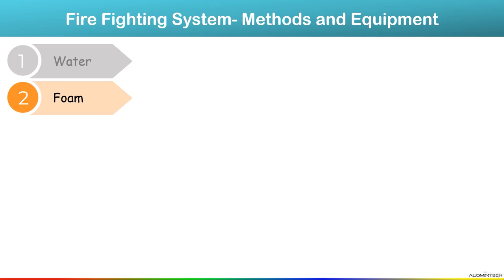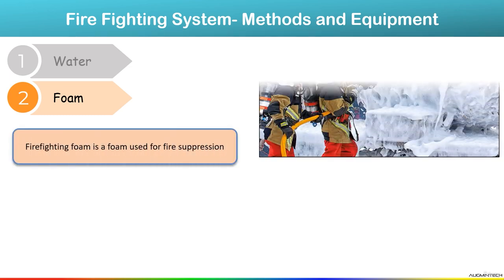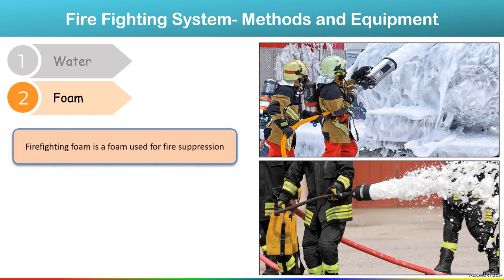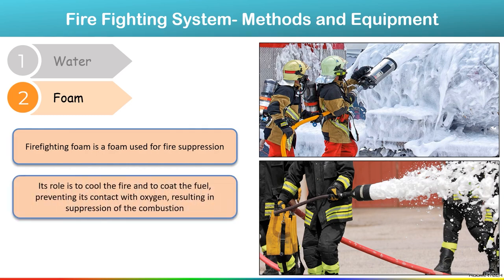easily extinguish that fire. Here it is written, firefighting foam is a foam used for fire suppression. Its role is to cool the fire and to coat the fuel, preventing its contact with oxygen, resulting in suppression of the combustion. So it works by preventing oxygen from getting to the fire, but does not spread the fuel around. Remember this.